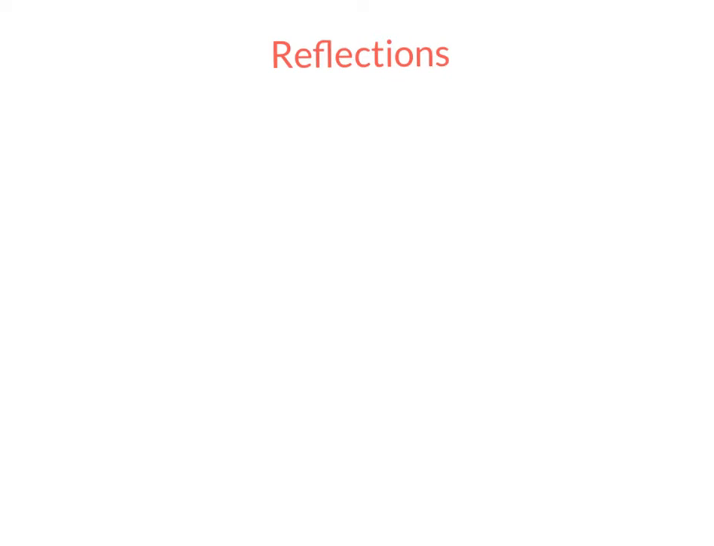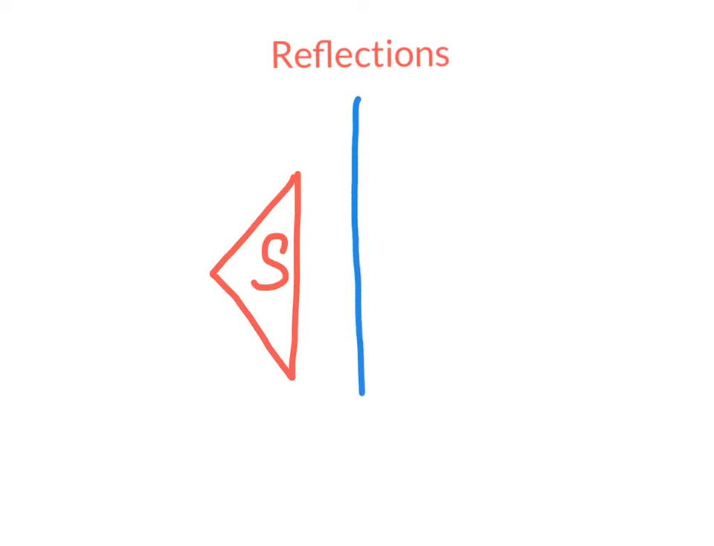So let's do an example. Let's say I have this shape. That's my shape. And my line of reflection is right here, so that's like looking into the mirror. What do you think my image is going to look like? Well, my image is going to look like this. It's going to be a reflection of the shape.